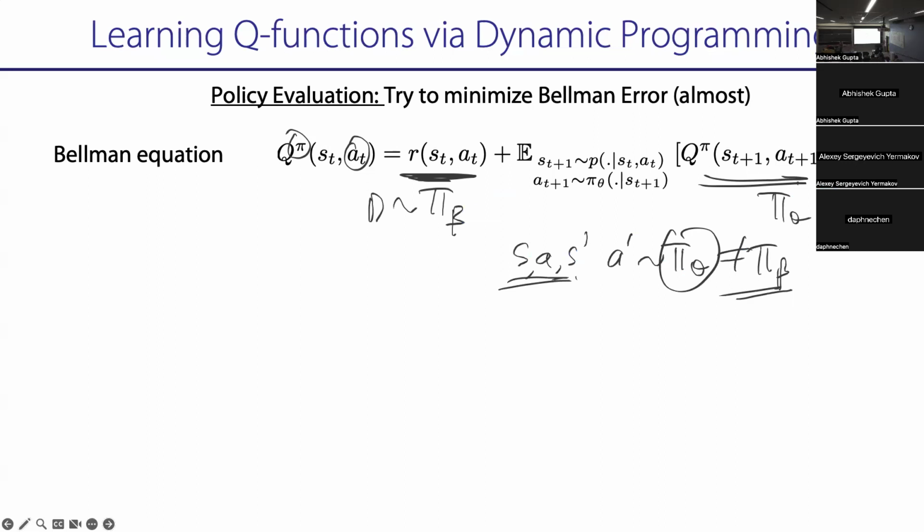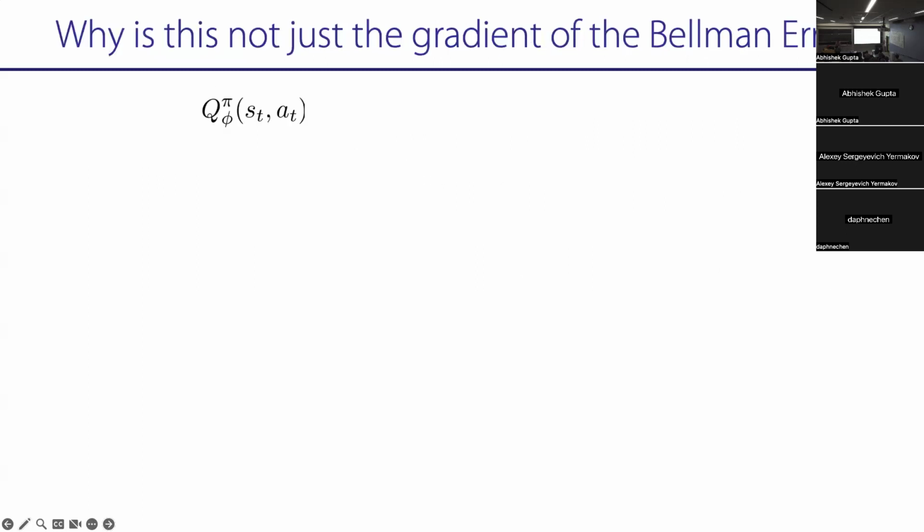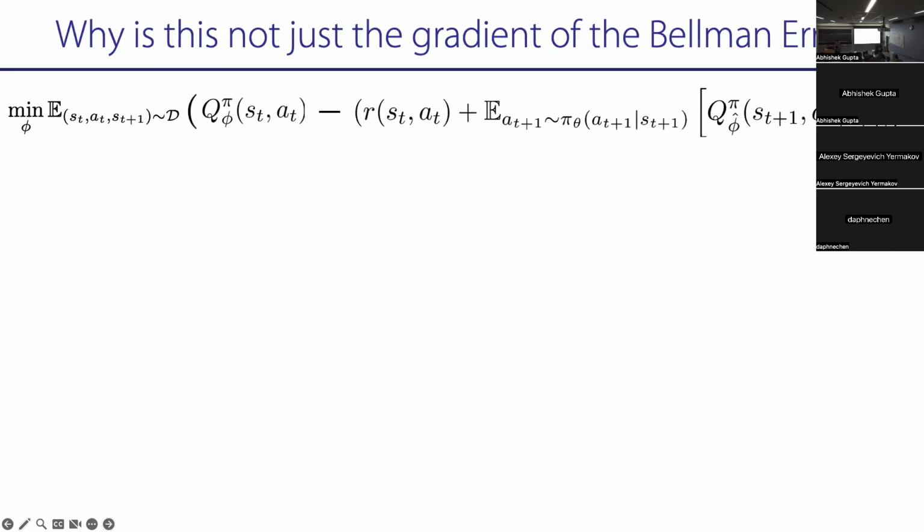All right, does this make sense? Ish. Okay, so let's look at how this is going to work. Just like we did with value learning, you're going to approximate Q with a neural network or something. You're going to have a function that takes an S and A and gives you a scalar. And what you can do is construct an objective that looks something like this.